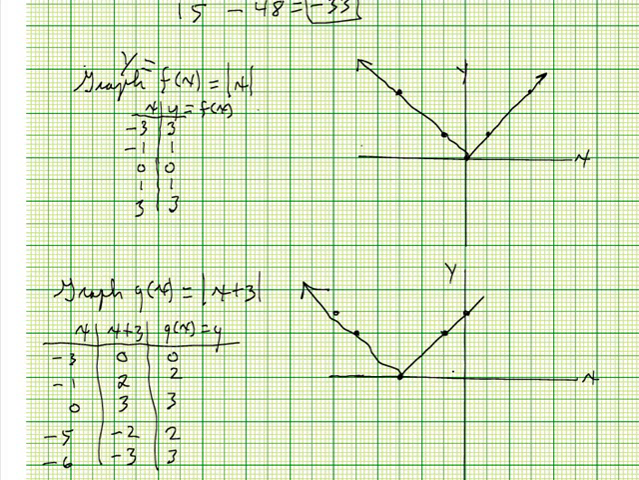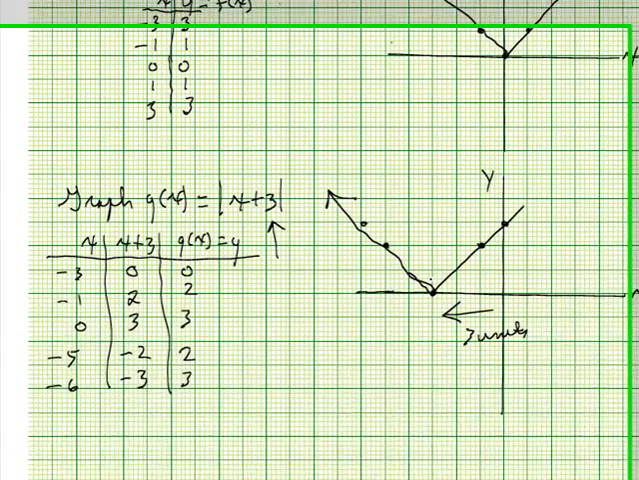Now that's kind of interesting. This graph looks the same as the graph above, just moved over 3 units to the left. So it looks like when I added 3 to the x, that shifted the graph over 3 units left.